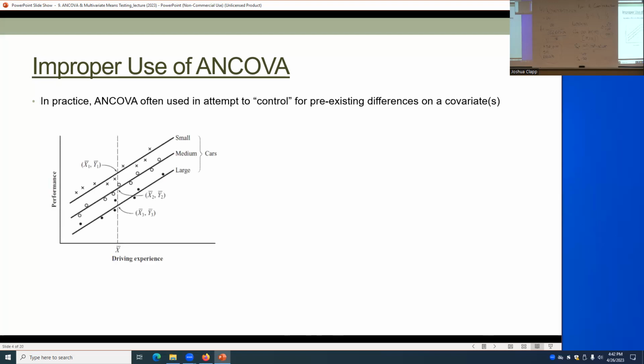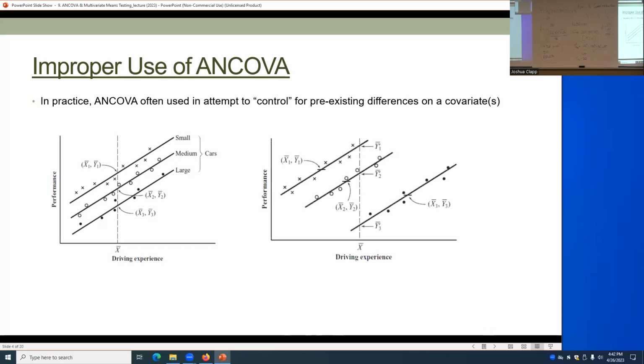So going back to our driving performance situation, in our randomized experimental condition, here's the relation between performance and driving experience for people I randomized to small, medium, and large cars. And here are the mean comparisons that we're going to make. These are our adjusted means. This is my experimental design, right?